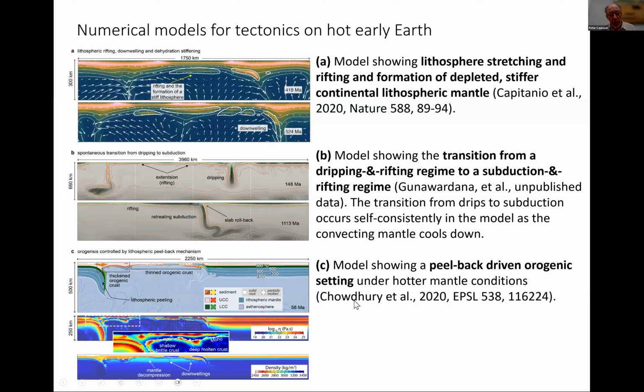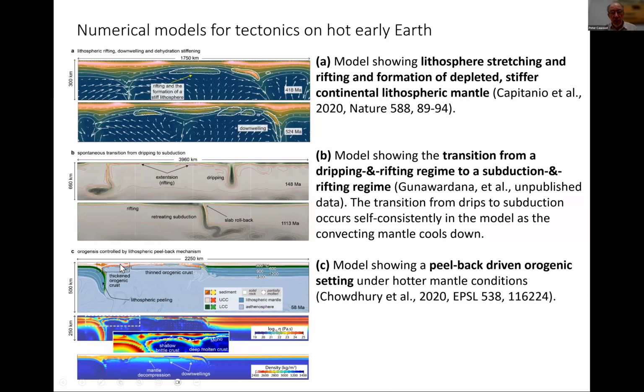This paper by Priyadarshi Chowdhury and others talks about peel back of orogenic systems. Again, there is a stretching of the lithosphere. We see things that look a bit like subduction, but they're not subduction. It's a peeling back. It's not slab pull, it's a peeling back. And we get characteristics that look a bit like the modern Earth. We even get metamorphic patterns that look like the modern Earth, but it's not within a strict subduction-related type environment.